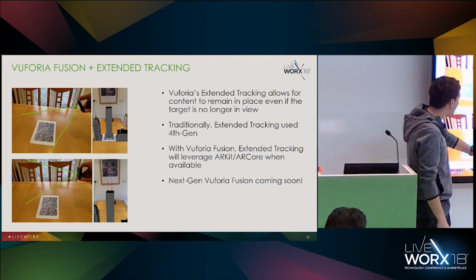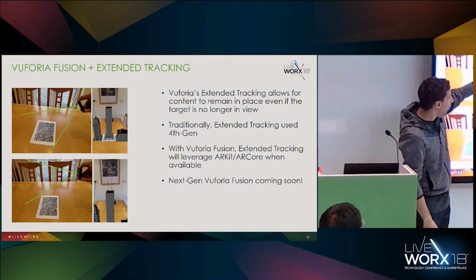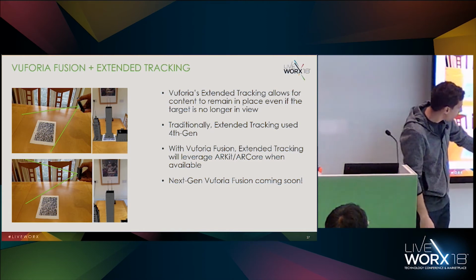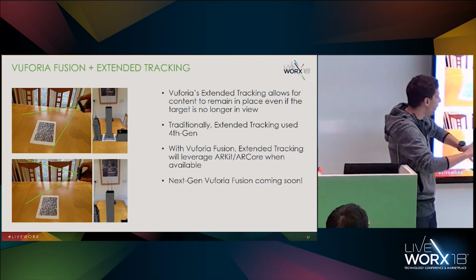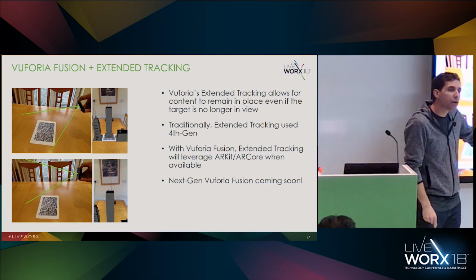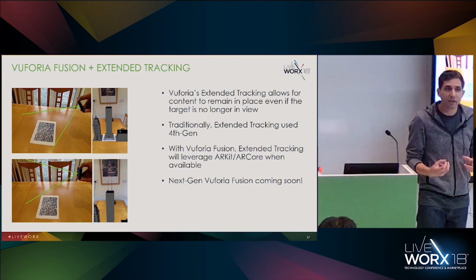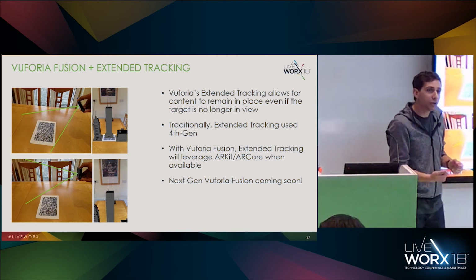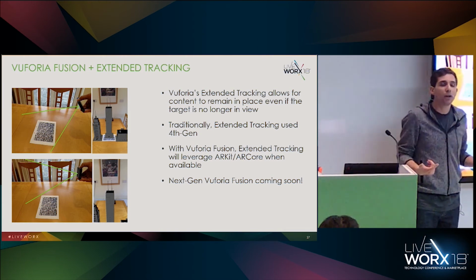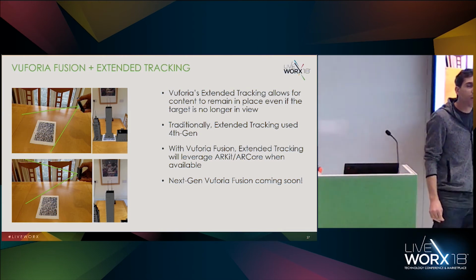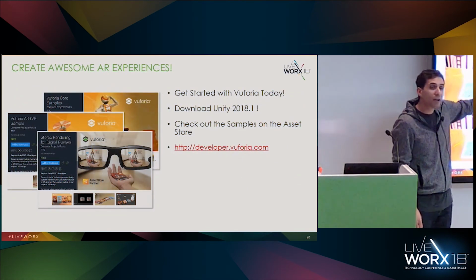Here is a little example where we have an image target down here, and this tall building. You can see that in this frame, we've panned up the device so the image target is no longer in view, but the content is still there. It still feels like it's locked in place. That's what extended tracking allows you to do, and that's what we're going to be leveraging. In addition to our 4th generation SLAM system, we're also going to be using ARKit and ARCore for extended tracking as well.